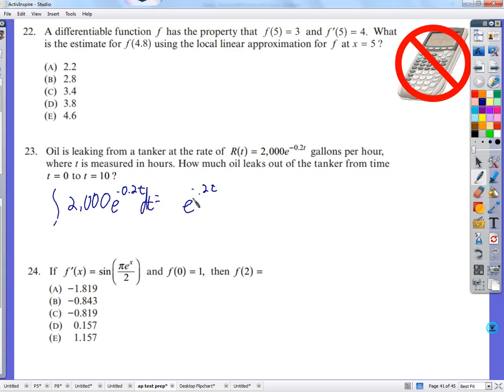Okay, so if we were to take the derivative of this, we would get e to the negative 0.2 t. Then what would be next? Chain rule, right? So times negative 0.2. Okay. That would be it, right? We need to wind up with 2,000. So when we multiply by negative 0.2, we wind up with 2,000. Why do we need to get 2,000? Because this is the function that you get when you take the derivative of the antiderivative.